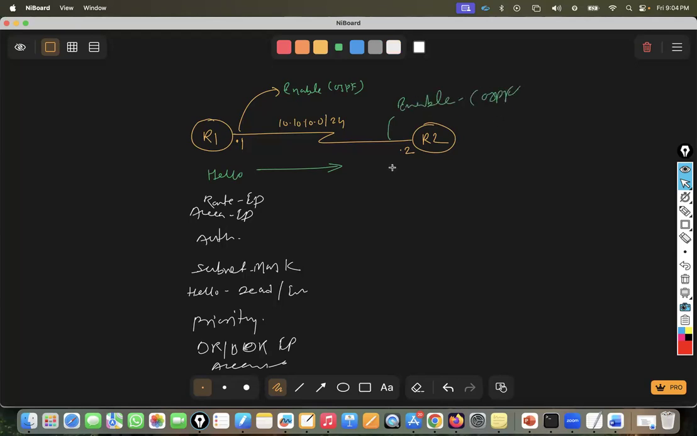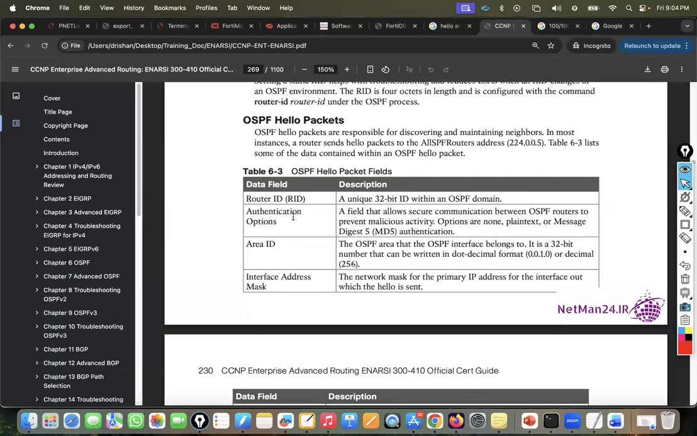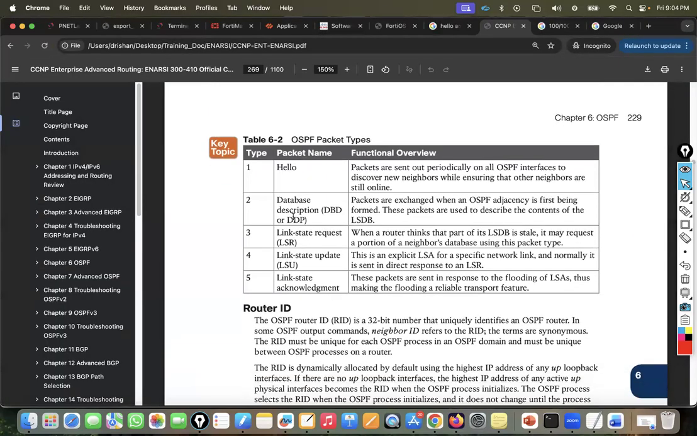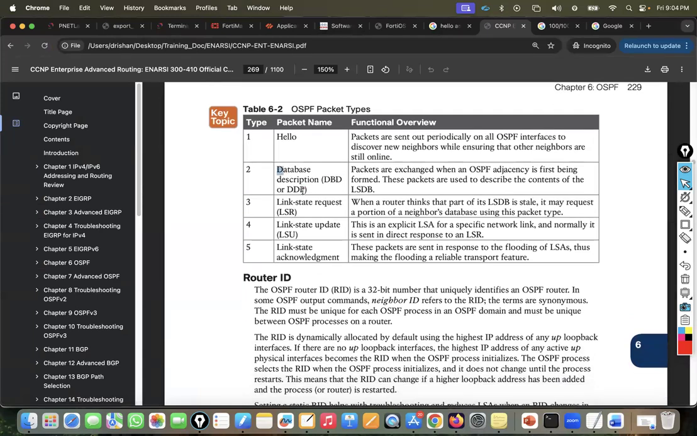Enable OSPF. If this OSPF is going to be enabled, it is also going to send the same value. If both values match, on this side and this side, then only you are going to be in the next state for further talk, right? And that is the database descriptions. What is database descriptions? It means the packet exchange when OSPF adjacency is being formed; the packets are used to describe the contents of the LSDB. Once we agree, we are going to be adjacent.